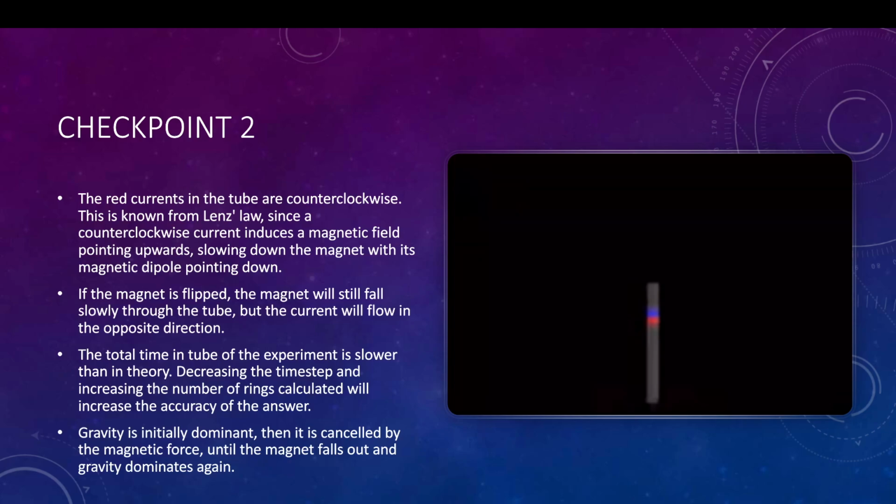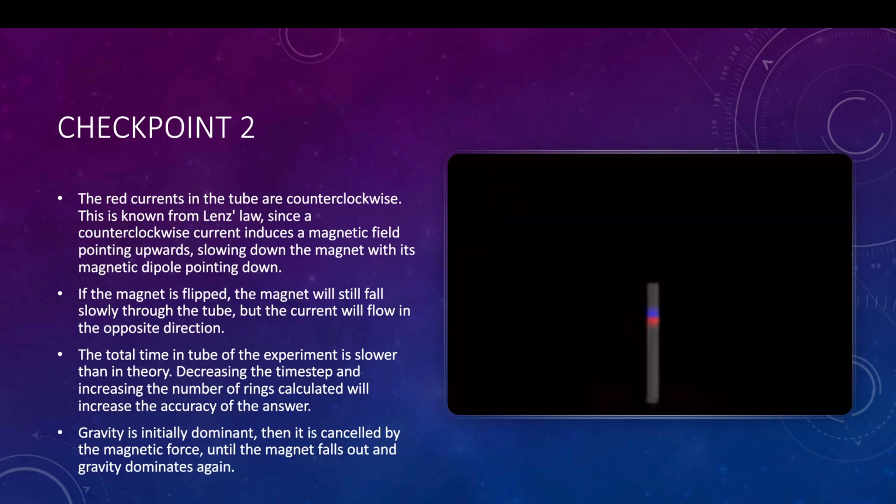The red currents in the tube are counterclockwise. This is known from Lenz's law, since a counterclockwise current induces a magnetic field pointing upwards, slowing down the magnet, which has its magnetic dipole pointing down. If the magnet is flipped, the magnet will still fall slowly through the tube, but the current will flow in the opposite direction. The total time in the tube of the experiment is slower than in theory.